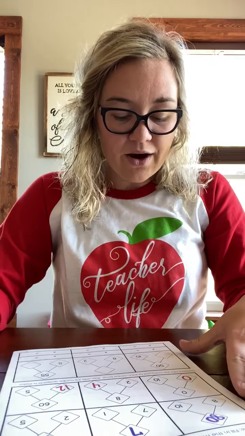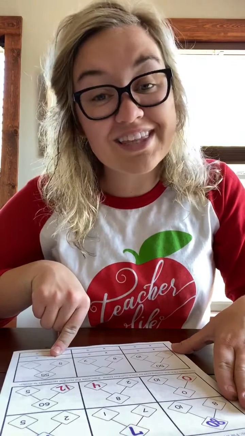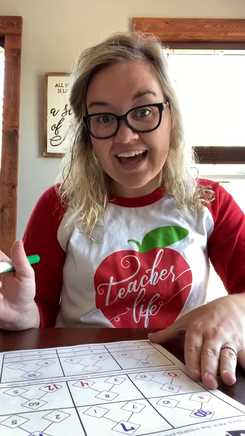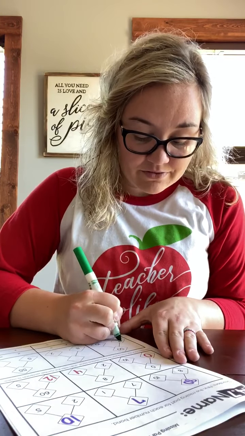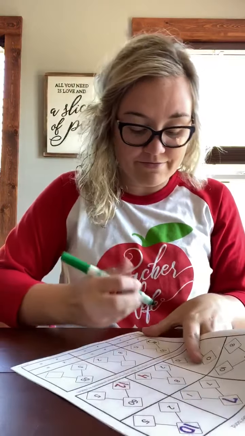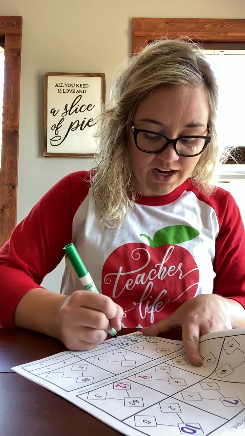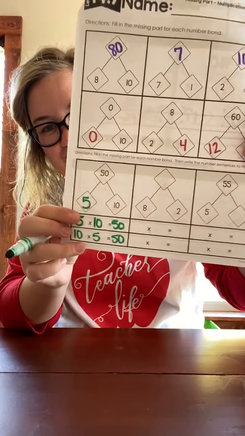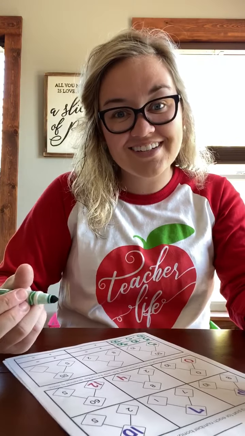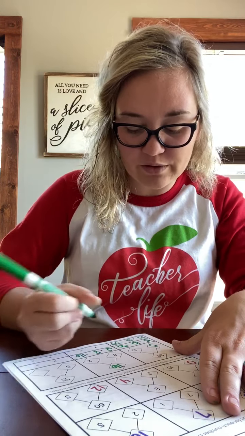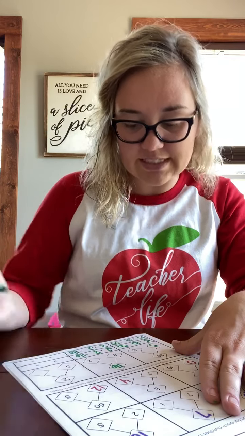All right, good. Now we're going to find the missing parts, and then we have to write the number sentences to match. So what times 10 would give me 50? I hope that you said 5. So we'd have 5 times 10 equals 50, or 10 times 5 equals 50. Next, 8 times 2, or 8 plus 8, would be what? 16. So it'd be 2 times 8 equals 16, or we'd flip it, 8 times 2 would equal 16.